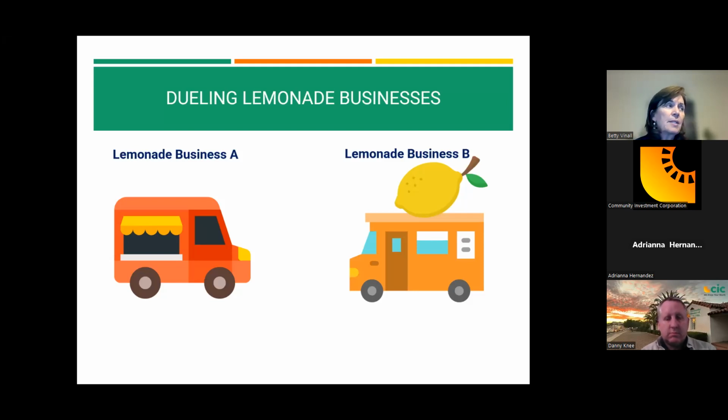Okay, so now we're going to talk about two dueling lemonade businesses. We have Lemonade Business A and Lemonade Business B. And again, we're going to look at them in terms of their balance sheet. So both of our lemonade businesses have assets of $50,000.